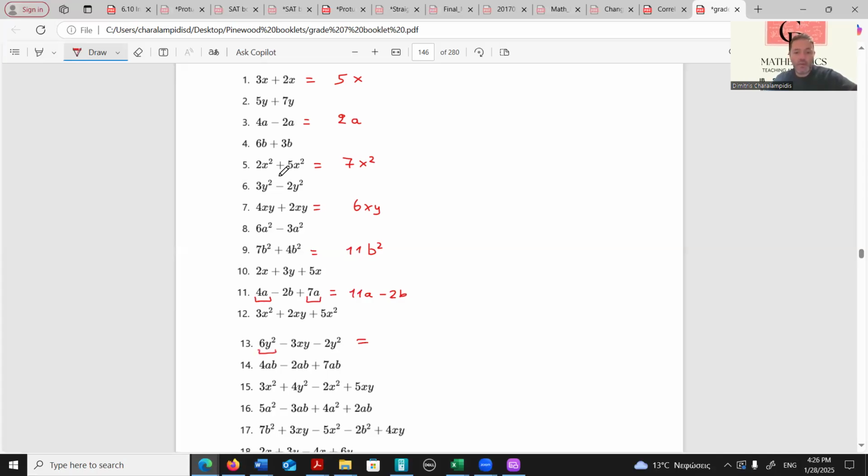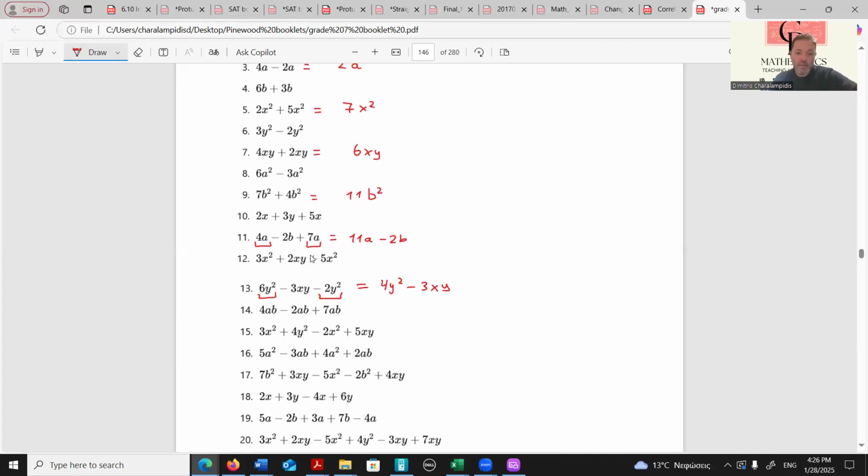Again, here we can see that we can only add these two terms because they are both of y squared. 6 minus 2 should be 4y squared. And regarding the 3xy, it should be left exactly as it is.